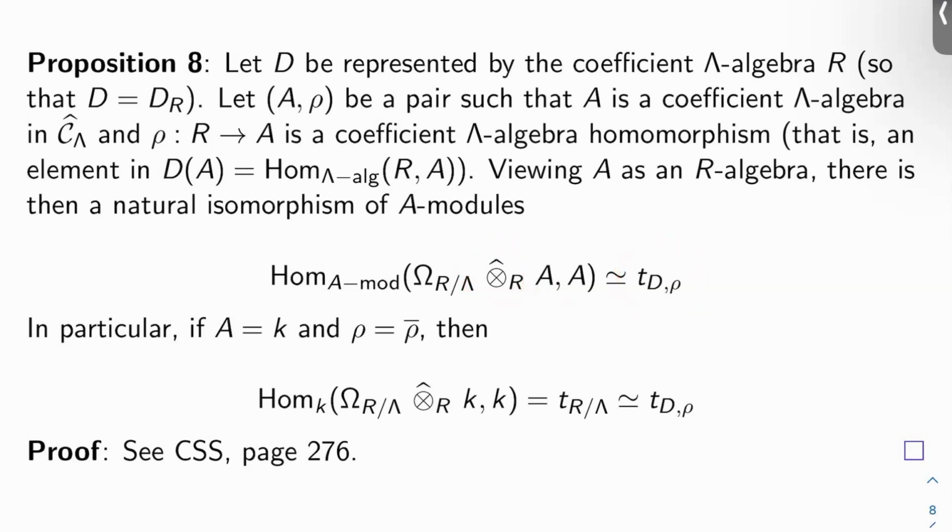In particular, if A is K and rho is rho bar, some residual representation, then the K-linear maps from omega of R over lambda, completed tensor product with K, to K, is nothing but T_D rho, actually. And so we don't really need the star here. For a proof of this, you can see Cornell, Silverman, Stevens, page 276.